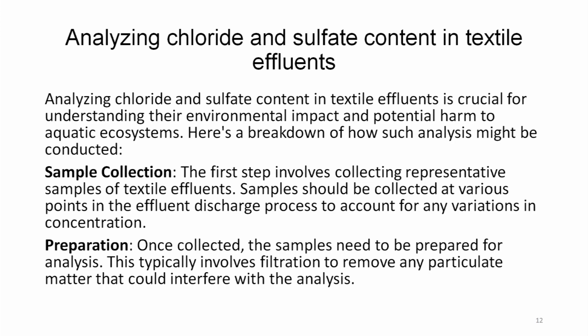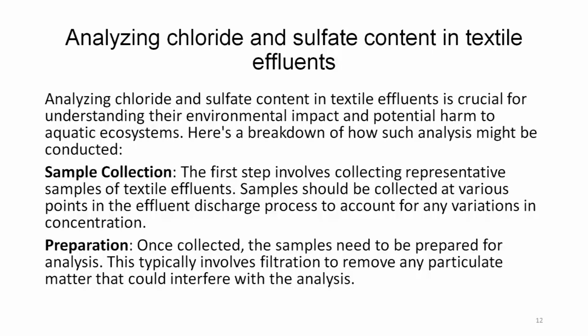Sample collection. The first step involves collecting representative samples of textile effluent. Samples should be collected at various points in effluent discharge process to account for any variation in concentration. So, sampling should be done from several points so that there is a uniformity in the sample collection. Preparation. Once collected, the sample needs to be prepared for analysis. This typically involves filtration to remove any particulate matter that could interfere in the analysis.